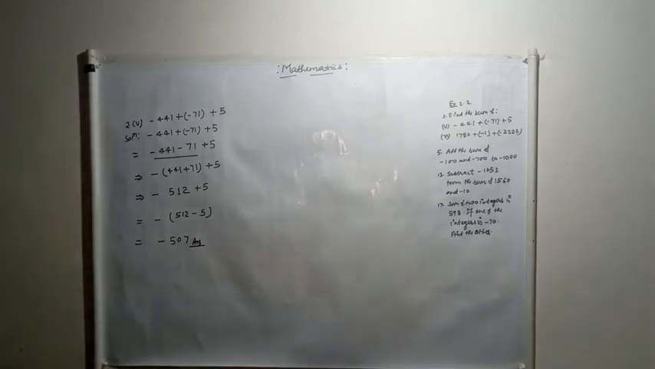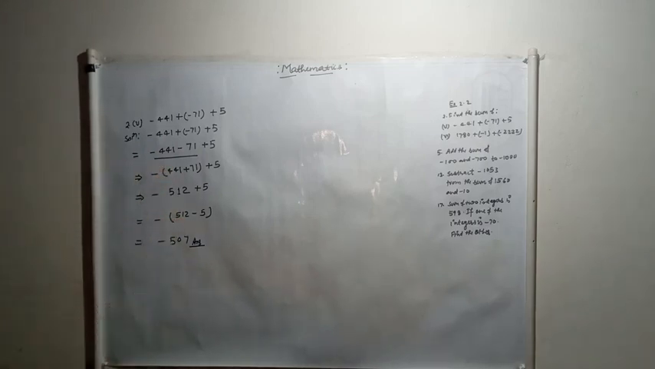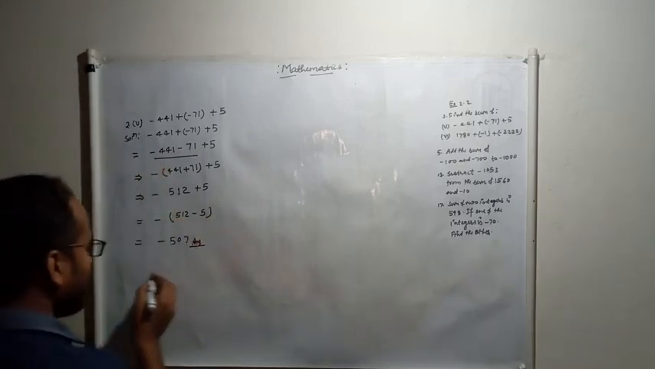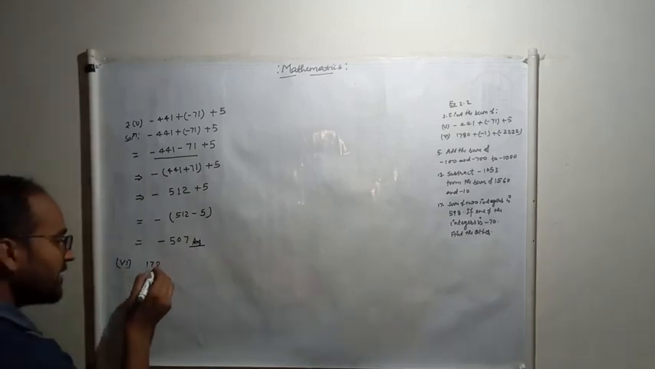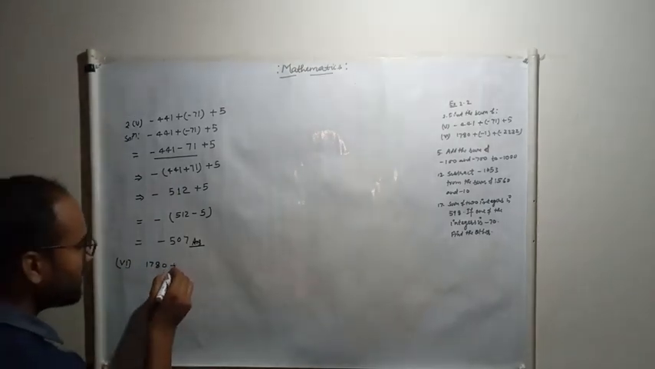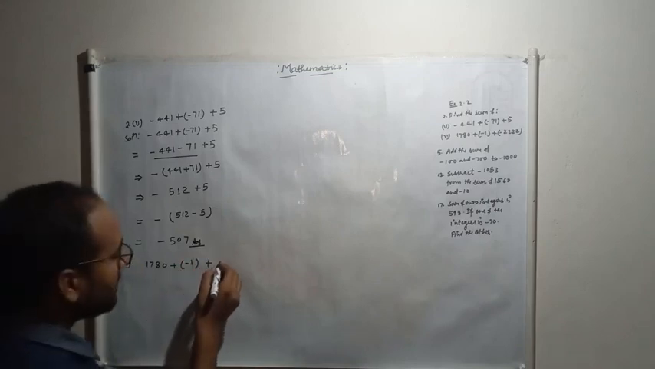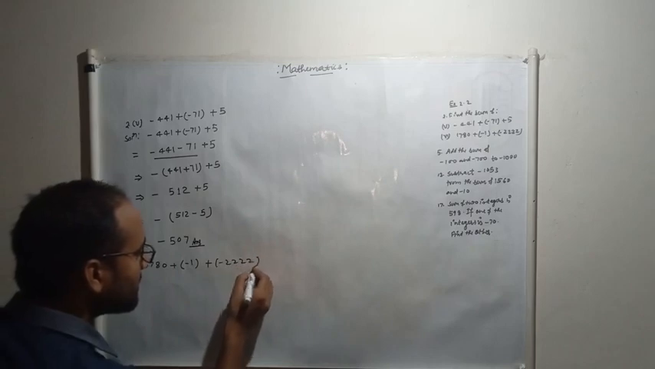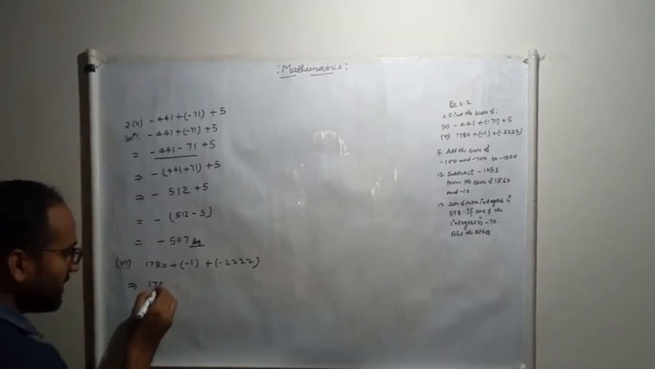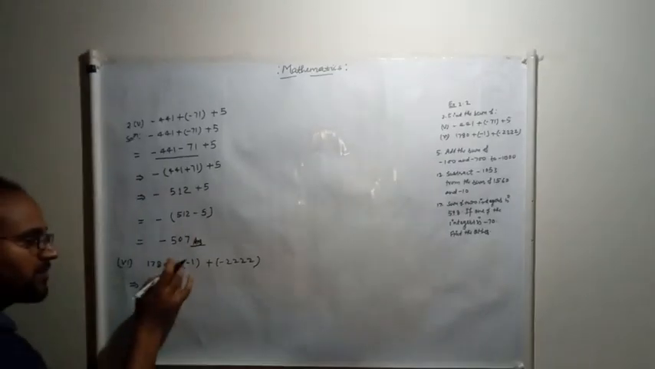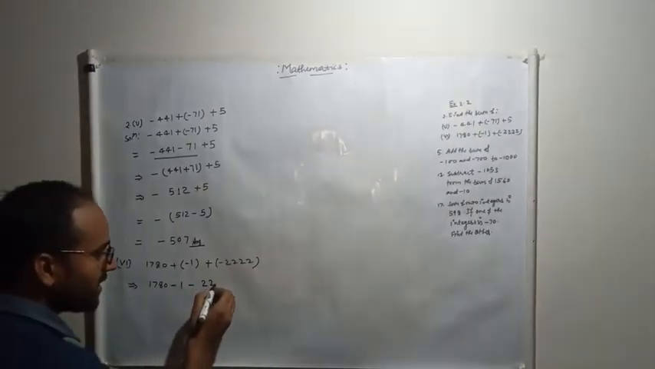Any problem, students? Okay, next is your question number 6, your second 6. 1780 plus in bracket minus 1, plus in bracket minus something. So it is also easy, students. 1780 plus, if you remove this bracket, plus is multiplied by this one and we get minus 1, and plus multiplied by this minus gives this minus.